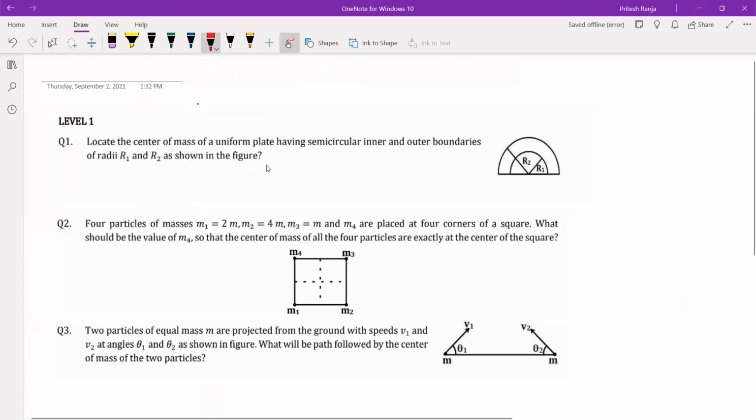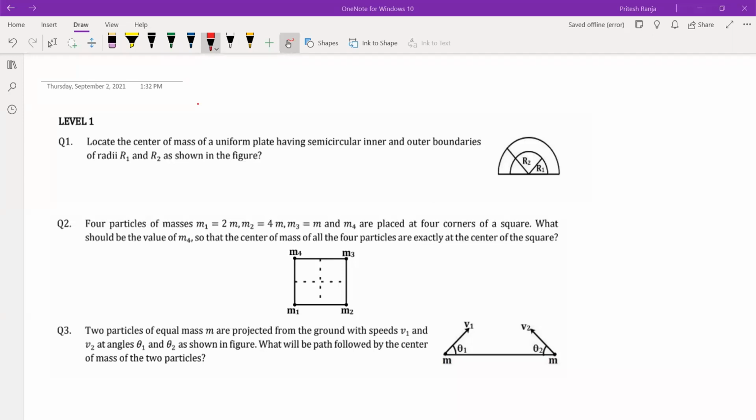Locate the center of mass of a uniform plate having semicircular inner and outer boundaries of radii r1 and r2 as shown in the figure. So where will the center of mass be? For a semicircular ring, guys, all have done the derivation to find center of mass of the semicircular ring या फिर semicircular disc. All have done guys? So I am assuming that you all would have done this.